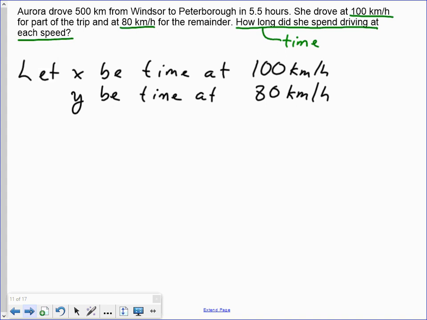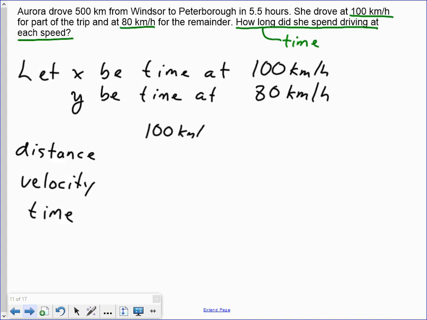Now, working with these questions on distance, velocity, and time, it's helpful to set up a little table with our distances, our velocities, and our time to help us pull the information out of the question. So we're going to have a column for each of the two parts of our trip. We're going to have this first part at 100 kilometers per hour. We're going to have a column for the second part of the trip, 80 kilometers per hour. And then we're going to have a final column here for the total. And this chart is going to help us get the equations that we're going to want to solve.